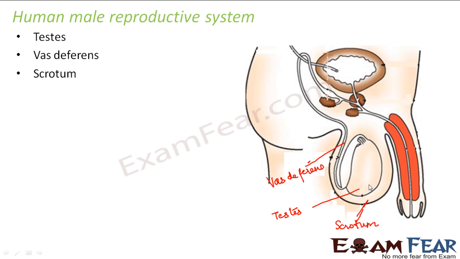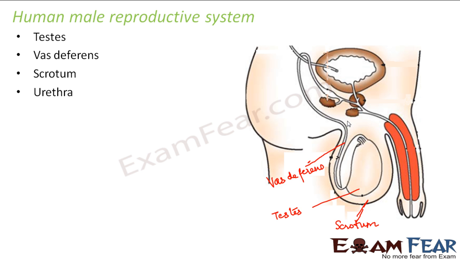And testes are those organs which produce the male sex cells. As I said, the male germ cells or the male gametes. So the testis is the actual area where the male gametes are produced. Now testis occurs in pairs in human males. There are two testes, one on this side. As I said, this is the side view. So one is on this side and the other one is on the other side. Vas deferens is a tube which is connected to the testis.